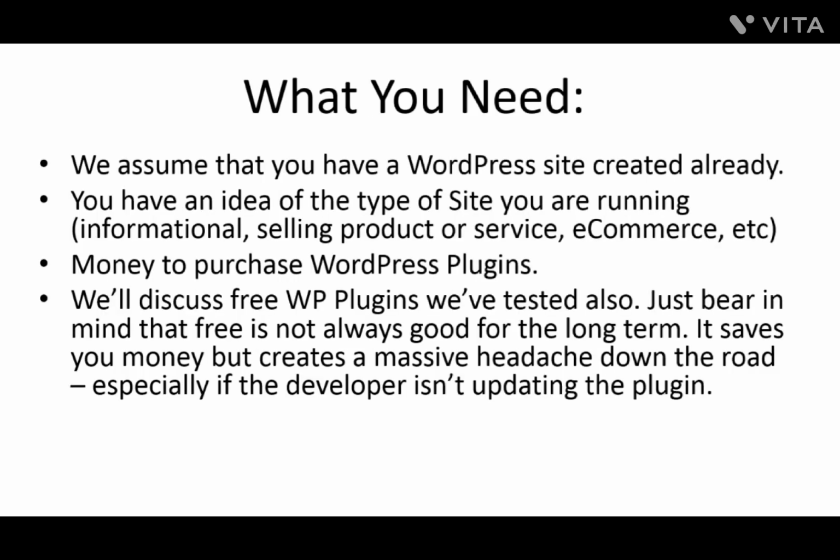With that said, let's move on to what you need before you can get started. We assume that you already have a WordPress site created and up and running. You need to have an idea of the type of site that you are running. If you are running a WordPress site, then you already know what that is in terms of informational, selling a product or service, e-commerce, or membership. If you don't have an idea and you're just watching this course to get an idea of how you can automate your WordPress site in the future, then you need to understand which one of these categories it fits under.